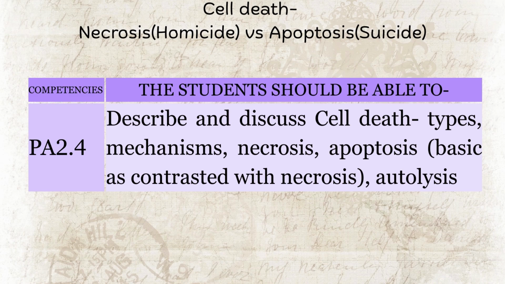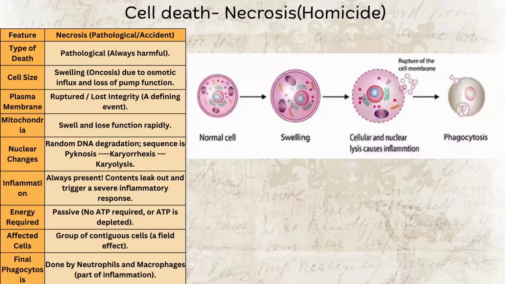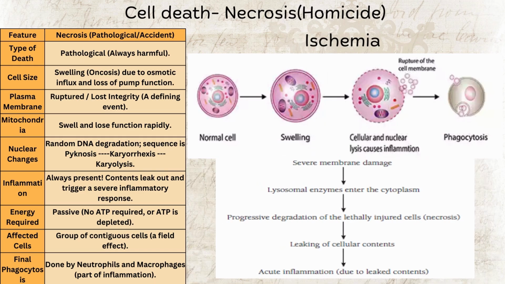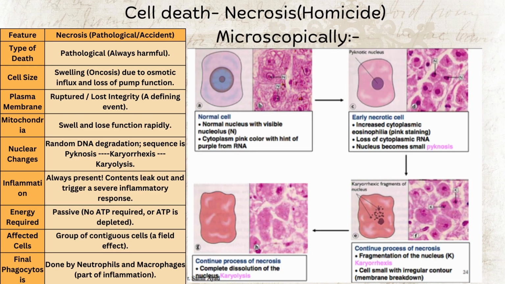There are two main pathways: necrosis and apoptosis. Necrosis, or accidental cell death, or as I would like to call it, homicide. This is always pathological. The injury was severe, like ischemia. The cell swells and explodes. The guts of the cells spill into the surrounding tissue. The immune system detects this mess and rushes in. Necrosis always triggers inflammation. Under the microscope, the nucleus goes through three stages.